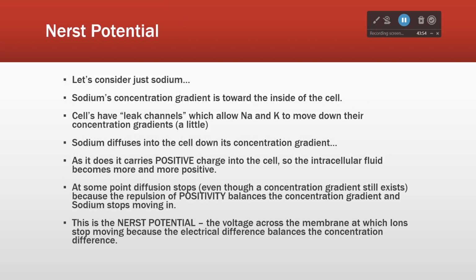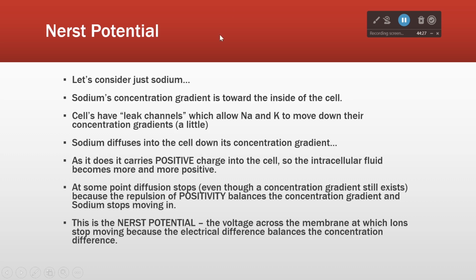The Nernst potential does not exist in real human cells. Okay, it's a concept. It's a way for you to understand how cells create a membrane potential in the first place. All right. So sodium's concentration gradient is toward the inside of cells, right? High outside, low inside. Cells are leaky to both sodium and potassium. So both can move down their concentration gradients a little, right?